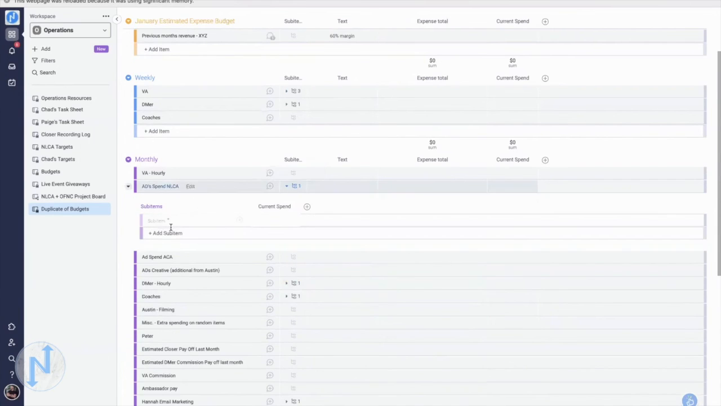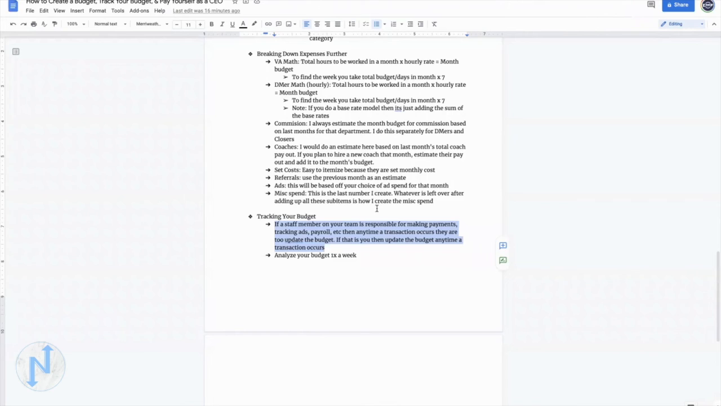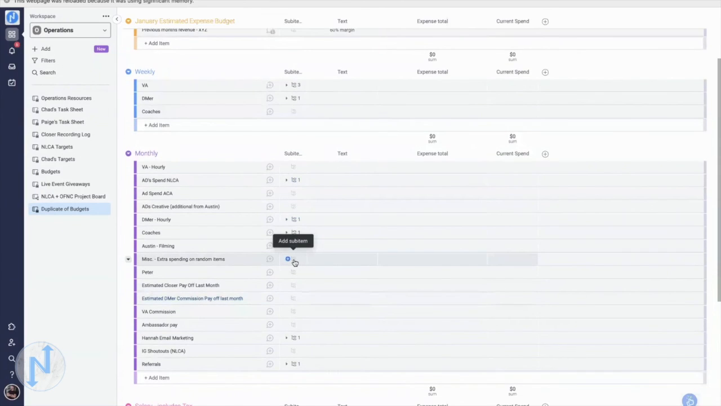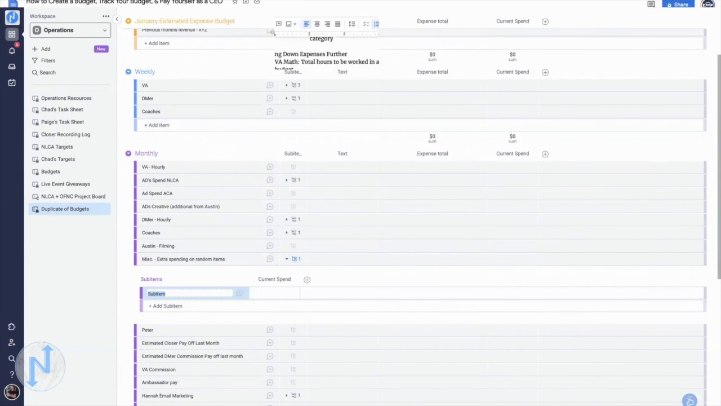For ad spend, if you want to update it maybe every 2 weeks, you could say ad spend by 4-15 and then enter in the ad spend there, right? So there's a lot of little things that you could do with the sub items to make it super, super organized. Anytime a transaction occurs, like here, I'll give you another example with miscellaneous spend, right? You can put all the transactions that went into the miscellaneous spend budget in these sub items. So it keeps it nice and organized.